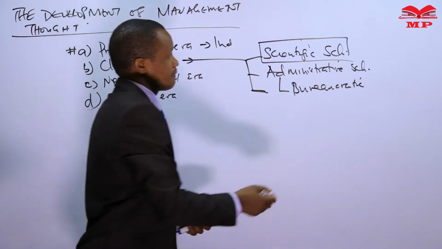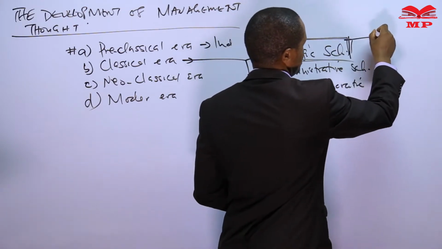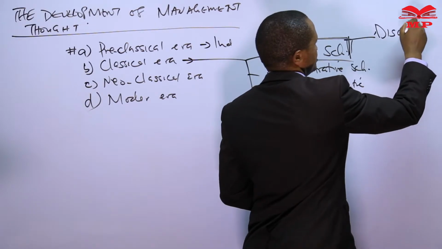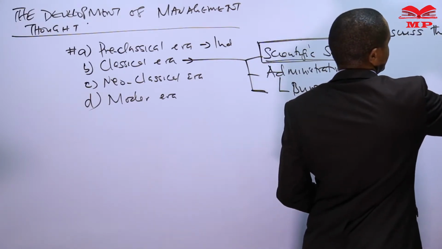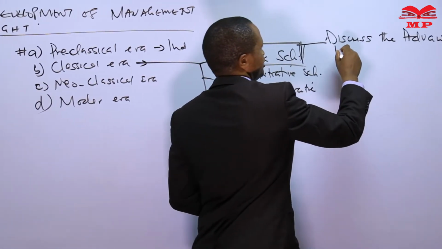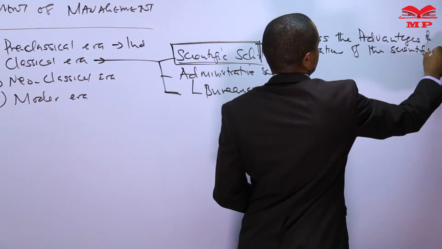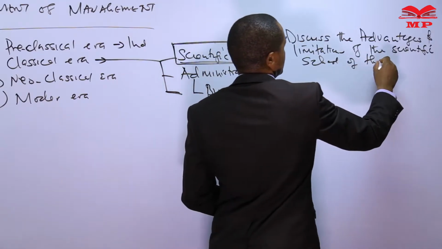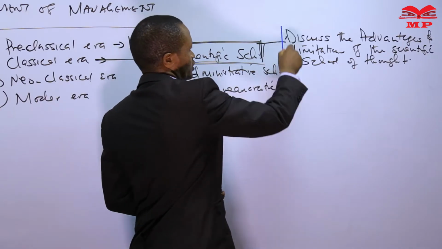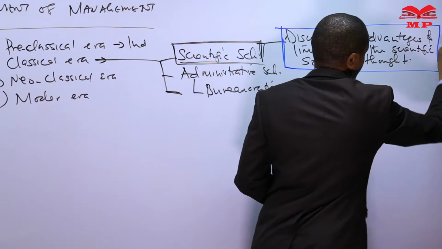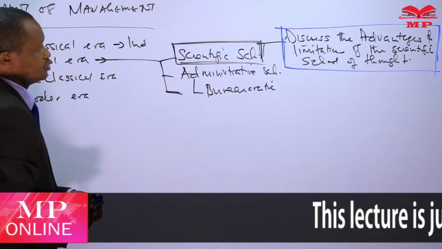Then the assignment here, your assignment was to discuss, you need to note that down, the advantages and limitations of the scientific school of thought. That is your assignment under the scientific school of thought. You note down that assignment. Make sure you carry out this assignment. It's very important. Discuss the advantages and limitations of the scientific school of thought.